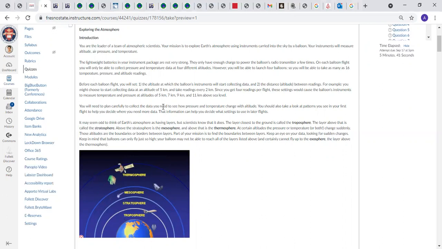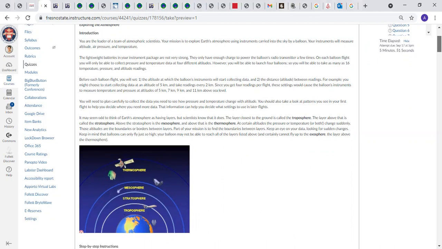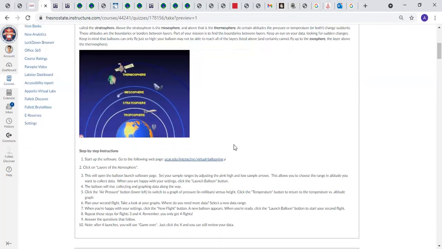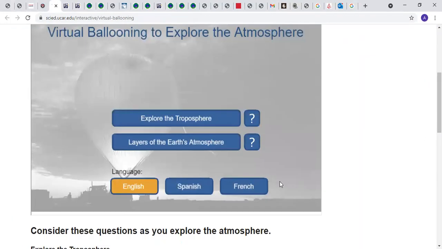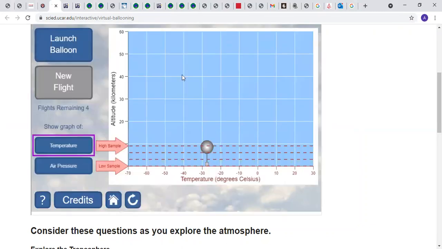What you'll be doing is running four types of flights, air balloon flights, on this program. You're going to try to get different data readings that will have different readings for temperature and pressure at different elevations. Just to give you a visual, you're going to be doing it through this software. Click layers of the atmosphere. And this is what you'll be doing.